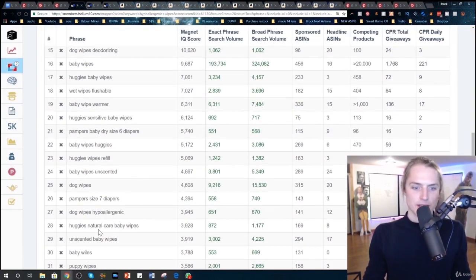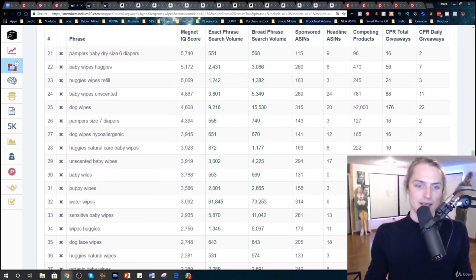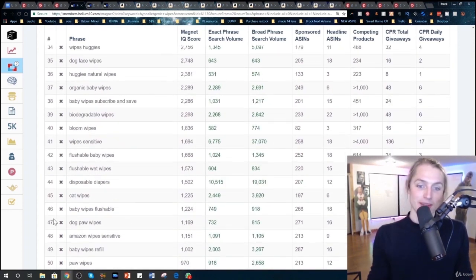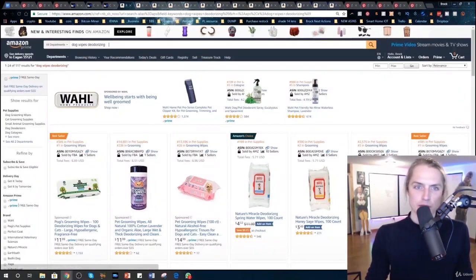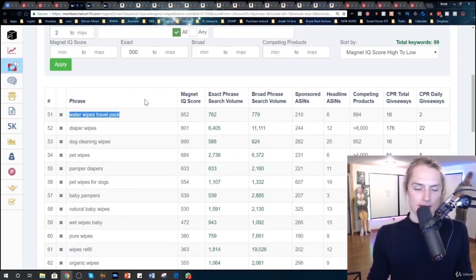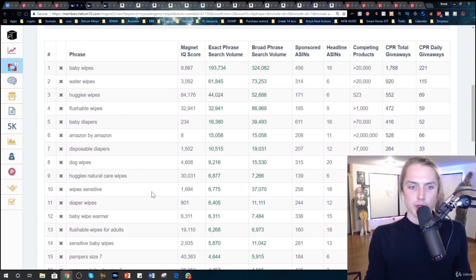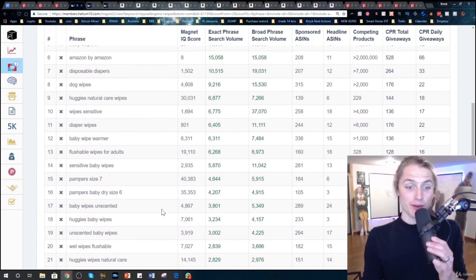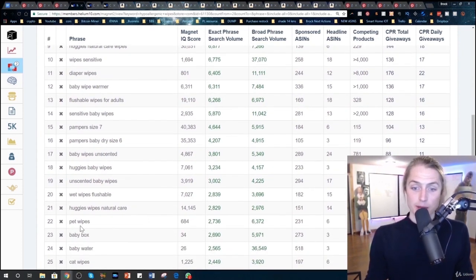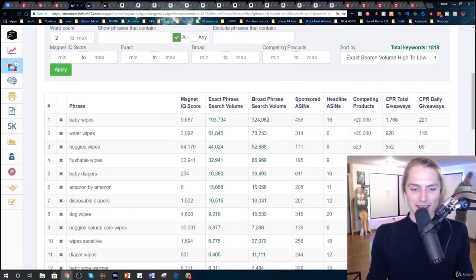What else was there? Dog wipes, hypoallergenic. What else is in here? Puppy wipes, cat wipes, water wipes travel pack showed up. What is that? Massive wet wipes. So, let me see here. Okay, so now I'm not sorting by the Cerebro IQ score. I'm just looking at the total actual volume because, instead of finding out those niche areas, let's just find out where there's actually all the volume. And it's in the pet wipes has some, but most of it's in baby wipes because babies need to be wiped a lot.